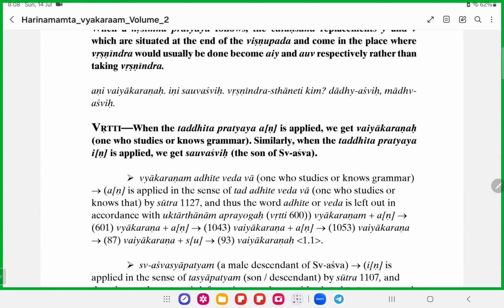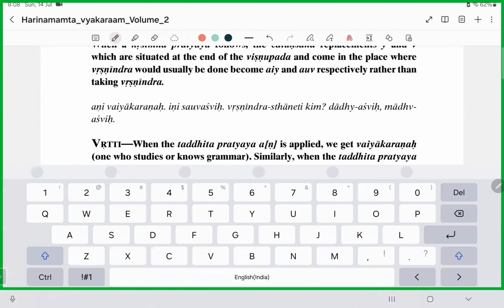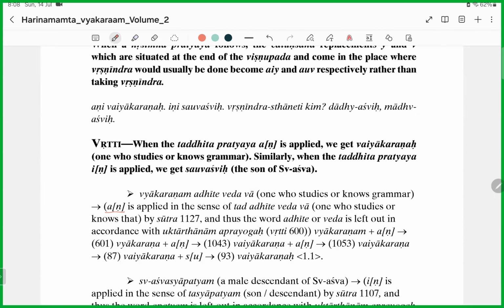So we apply an. So an is a Vrishnendra Pratyay. So it's applied in the sense of tad adhite vedava. And thus we get Vyakaranam and an. So from Vyakarana, the Ya Rama here turns into AIY. So becomes Vayyakarana.